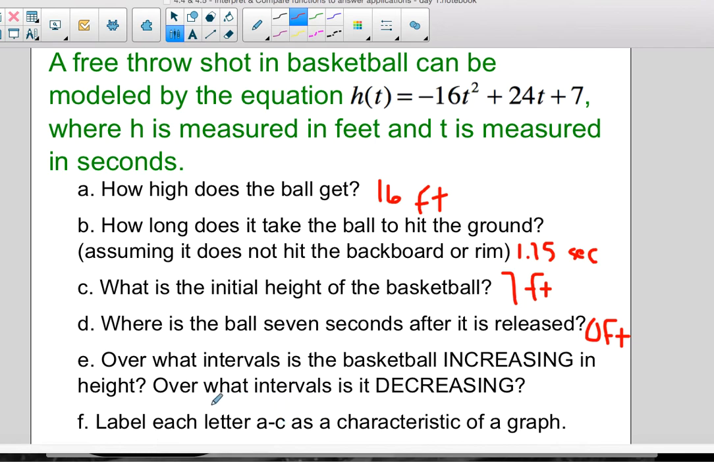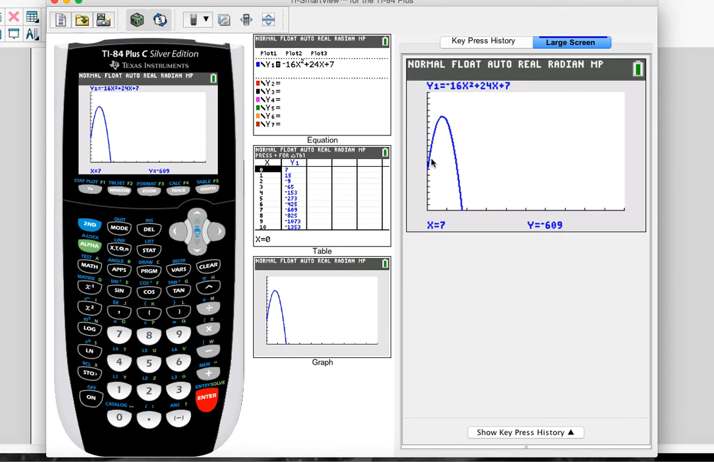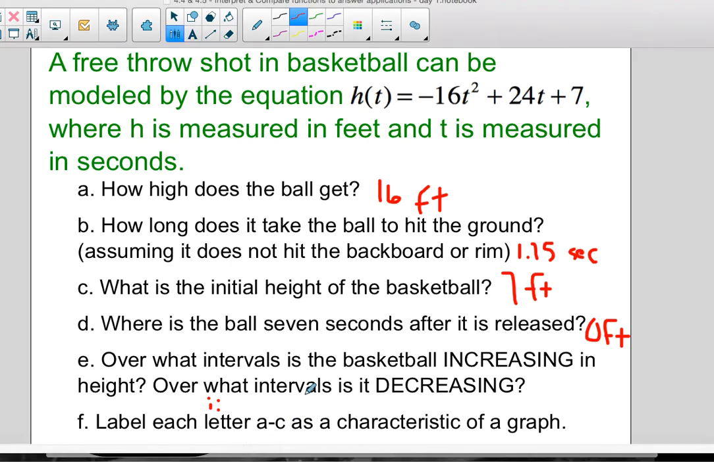So it would be increasing from here to here, right? So we got the vertex before. You can hit the maximum button, but it was 0.75 seconds. So it's basically increasing from 0 seconds to 0.75 seconds because we're going to use the x coordinate. So 0, comma, 0.75, so interval notation.